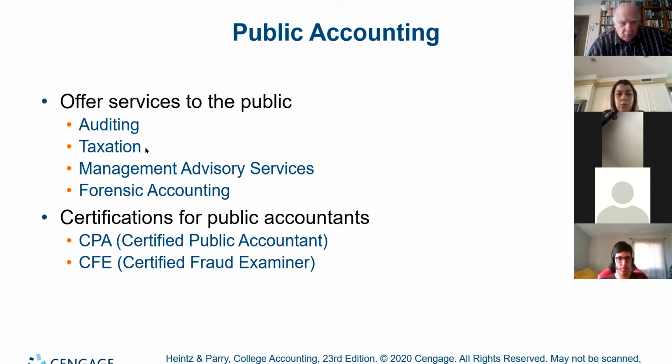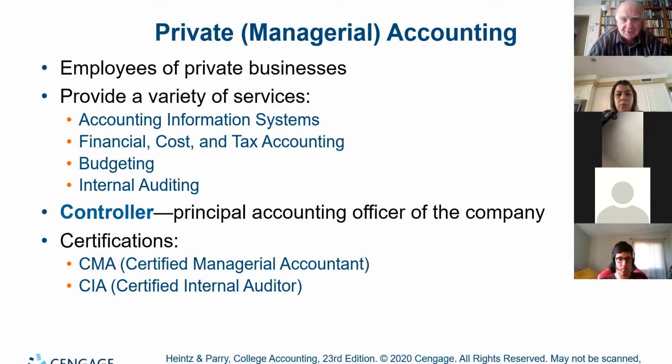Public accounting, that's your auditing, management advisory services, forensic accounting. You're starting to hear that on crime shows. Forensic accounting. How did this company run out of money? The forensic guy's like a cop. He or she goes in there and they try to figure out who stole the money. Where'd the money go? And you can become a CPA or a CFE, certified public accountant, certified fraud examiner. That's a good one.